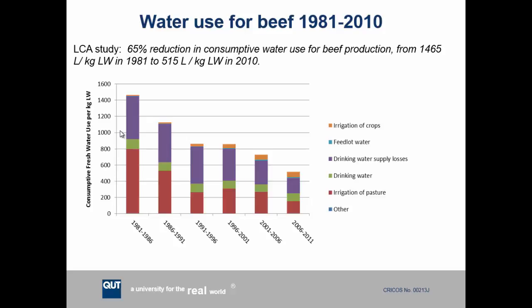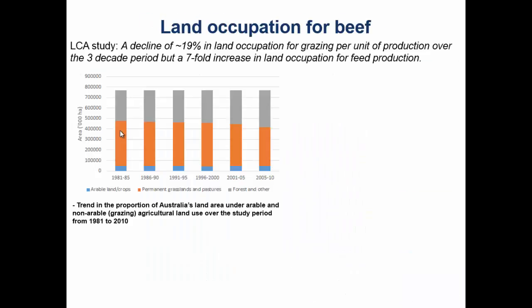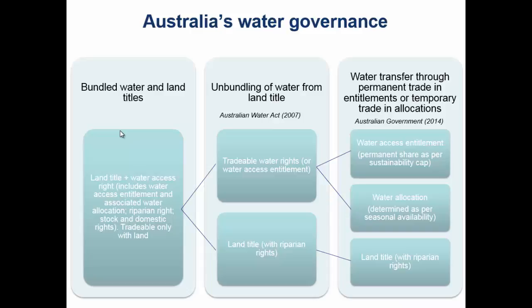So why did that reduction occur? If you look at what's happened, how can I go back?